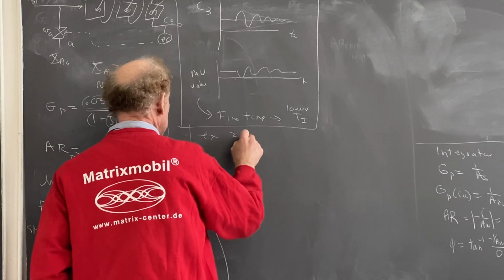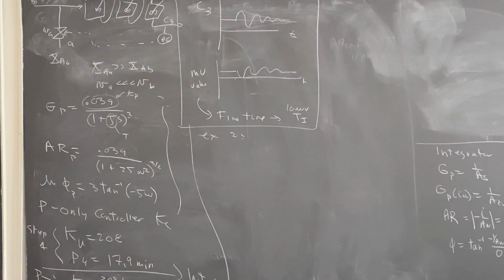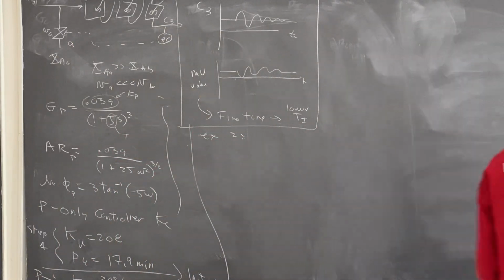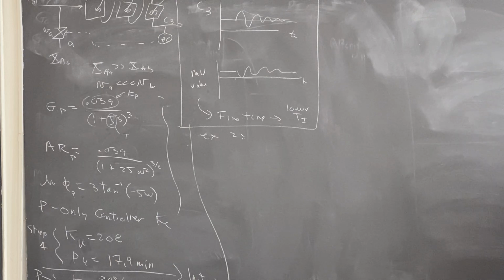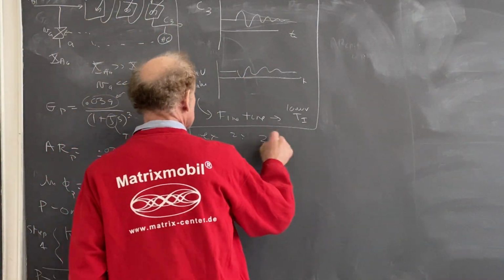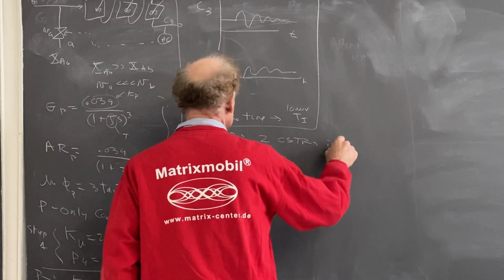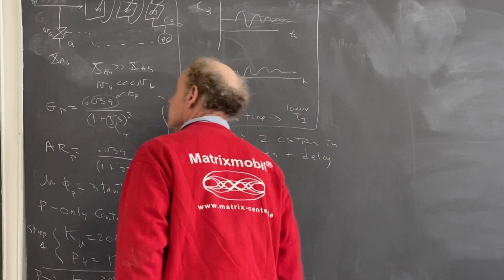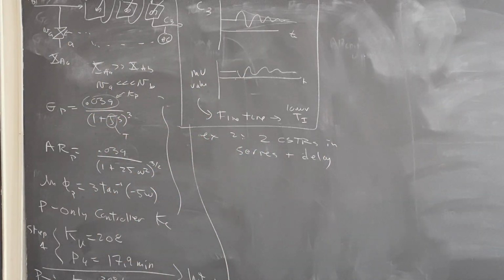Example 2. So in this case, I'm going to use a second order system with a delay. Two CSTRs with a delay. Two CSTRs in series plus a delay. So let's see what happens in that case. If I've got 2 CSTRs in series, I've got a second order system. Here we go.